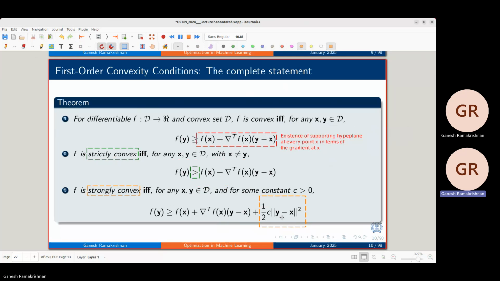So at the point x, it's still supporting. So it is actually a supporting hyperplane, but it's saying that at all other points, it cannot touch. The gap at all other points is quadratically increasing as the distance of that point from x increases, right?